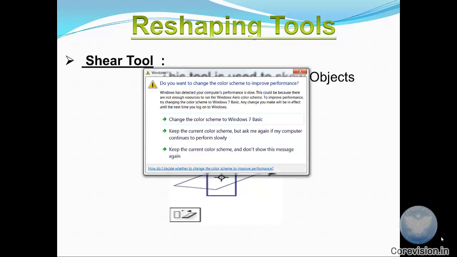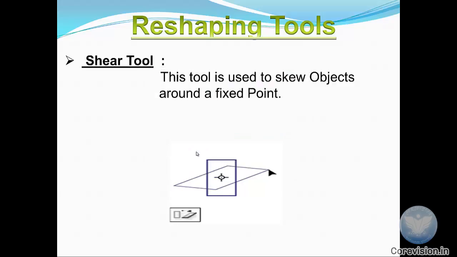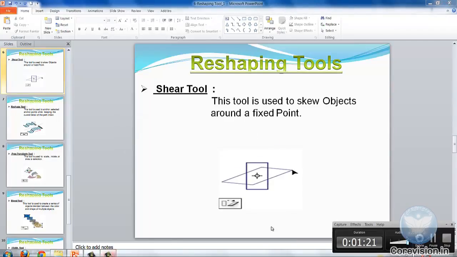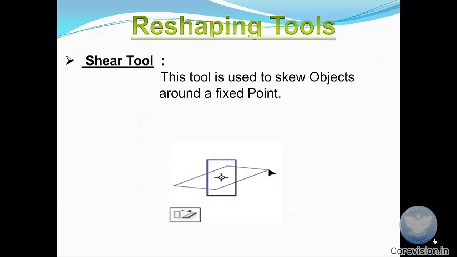Shear Tool. This tool is used to skew object around a fixed point. This is a symbol of Shear Tool.